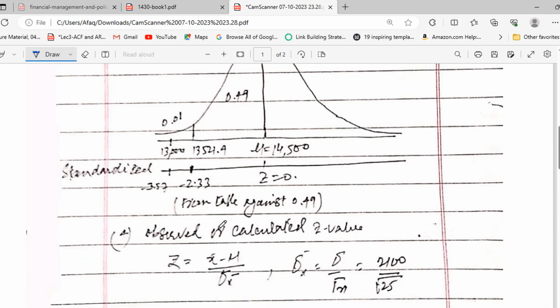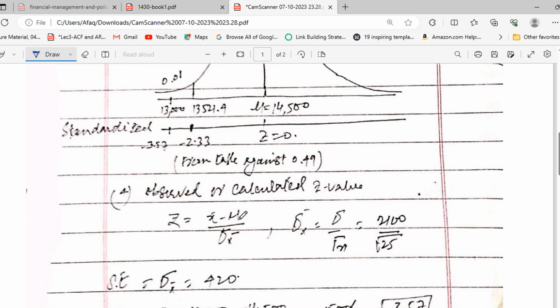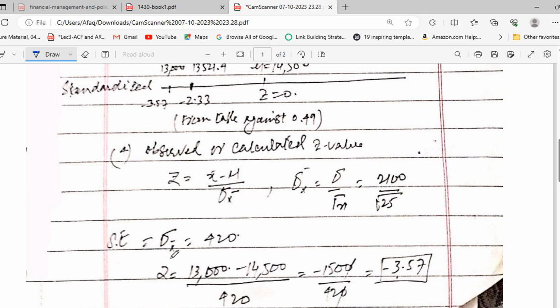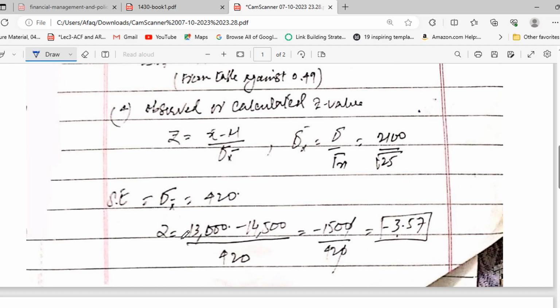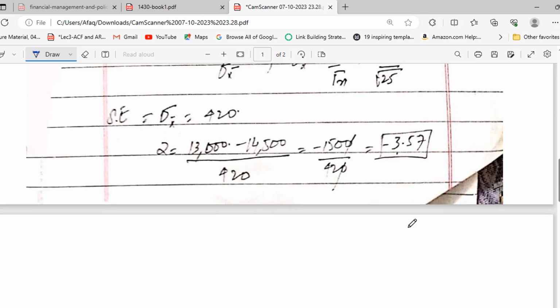Now we are going to calculate the observed value of z by using this formula. Z is equal to x bar minus mu divided by sigma x bar. Sigma x bar stands for the standard error of the mean, which is calculated by sigma divided by the square root of n: 2100 divided by the square root of 25, and the standard error of the mean is equal to 420. Now put in the values: z is equal to 13,000 minus 14,500 divided by 420, which is minus 1500 divided by 420, which is equal to minus 3.57.